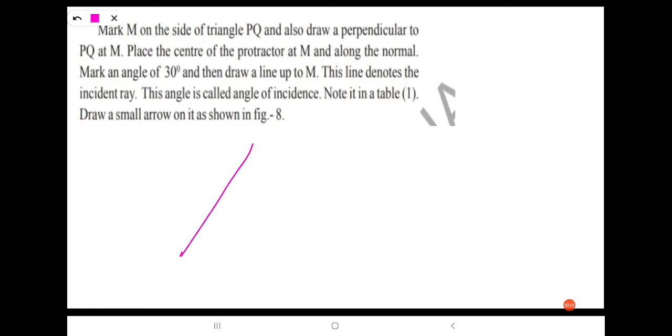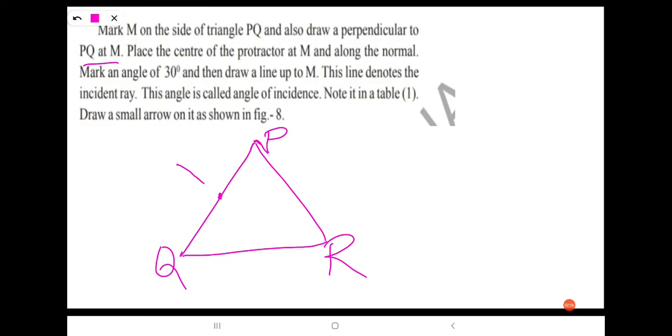I want to draw the prism diagram first. Yes, it looks like a triangle, okay. So here, first of all, mark M on the side of triangle PQ. So this is the triangle PQR. So I want to mark M on one side of the triangle, PQ, and also draw a perpendicular to PQ at M. So when we draw the perpendicular to this PQ at M, this is the normal at this point. This is the point M here.